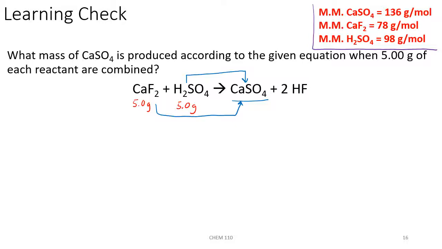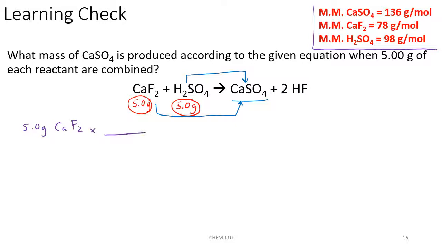So this is different from our previous ones, remember, because now we're given the mass of 2 different things in the problem. We're starting with the mass of both of our reactants. So this is going to be a limiting reactant example. We can choose one and just start there. Let's start with the calcium fluoride. 5 grams of calcium fluoride.